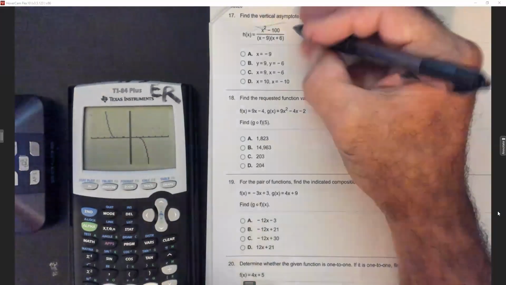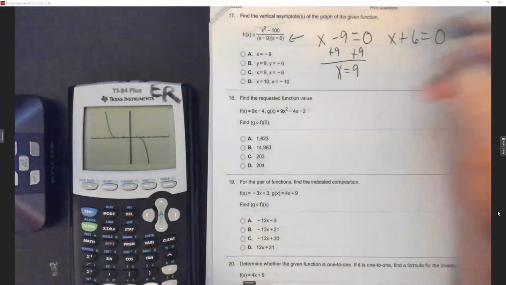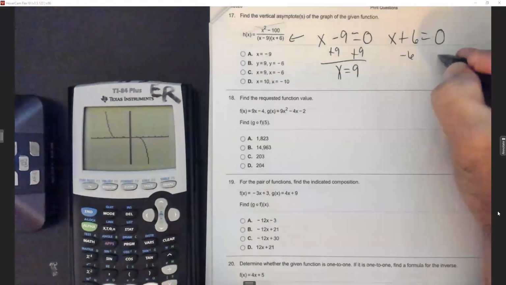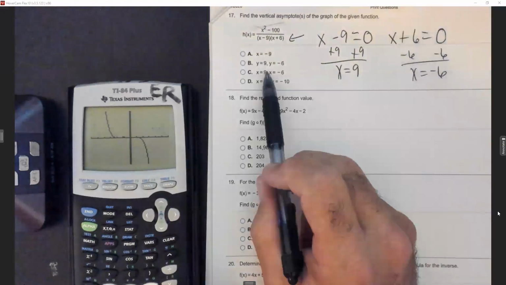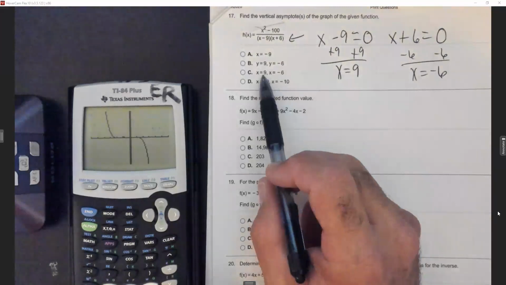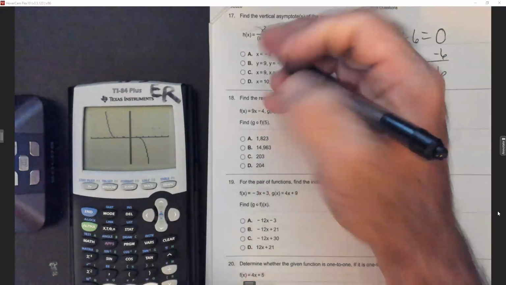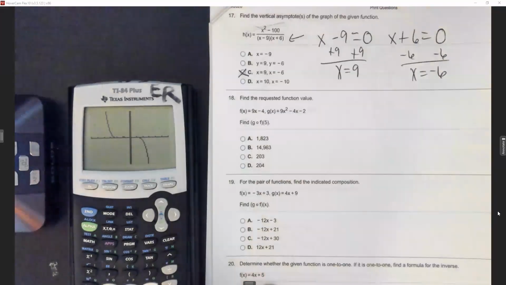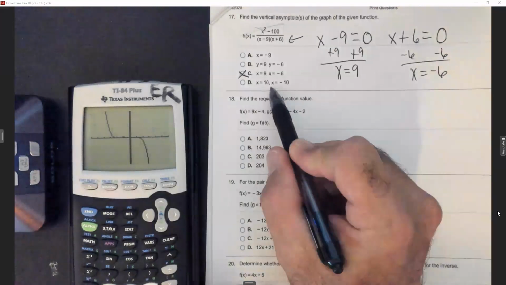So watch, add 9 to this one, and you get x equals 9. Subtract 6 from that one, you get x equals negative 6. They're going to try to fool you with the y's. You don't want y's, you want x's. So that's x equals 9, x equals negative 6. So I'm going to go with C on that one. Okay. Now this one they got from doing the top. We don't do the top, only the bottom.